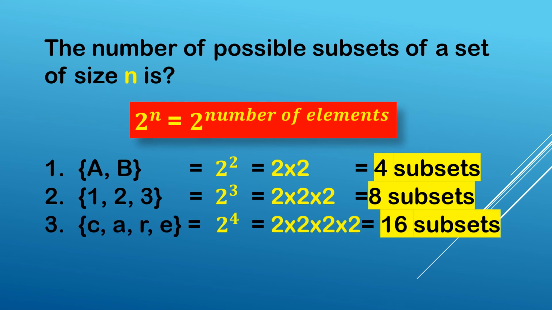And the last we have here, element CARE, which contains 4 elements. So using the formula 2 to the power of n, so 2 raised to 4 equals, multiplying the base 2 by itself 4 times, 2 times 2, 4, times 2, 8, and times 2 equals 16 subsets.